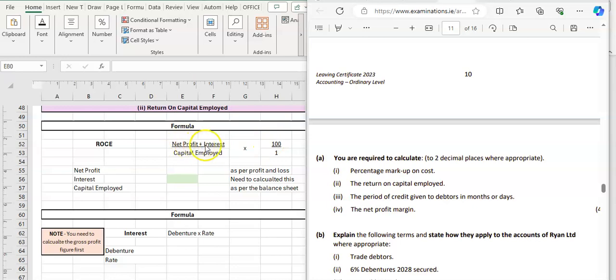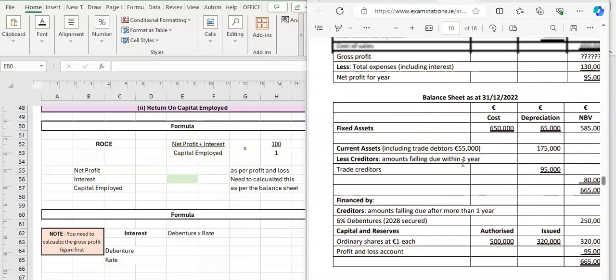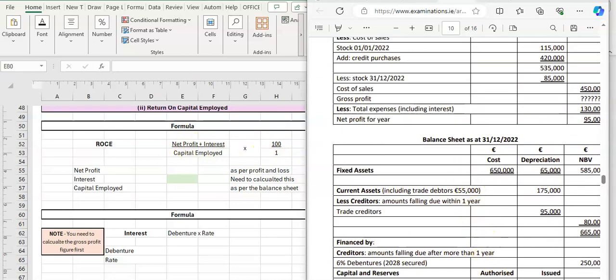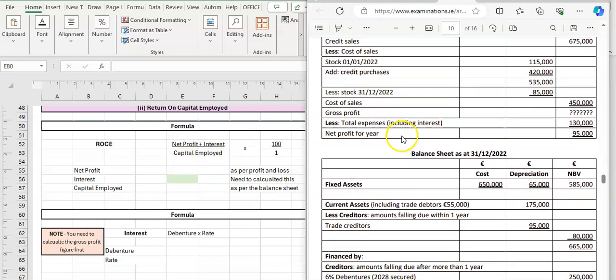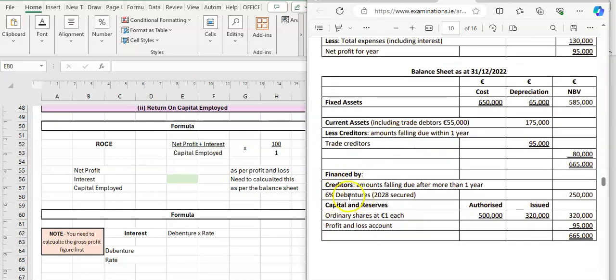So we know net profit and interest are going to be in the profit and loss account. So we're going to go back and have a look at the profit and loss account. And our net profit for the year is 95,000. Your interest isn't given to us, so we need to calculate it. Our interest is based on our debentures, so the debentures in the balance sheet.